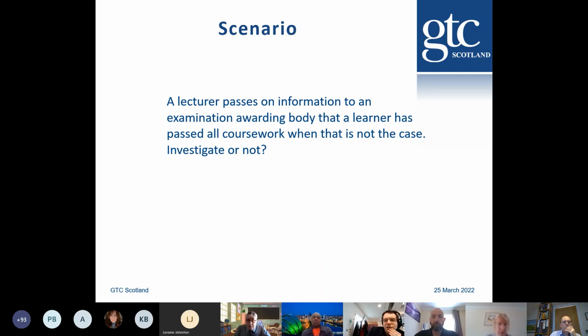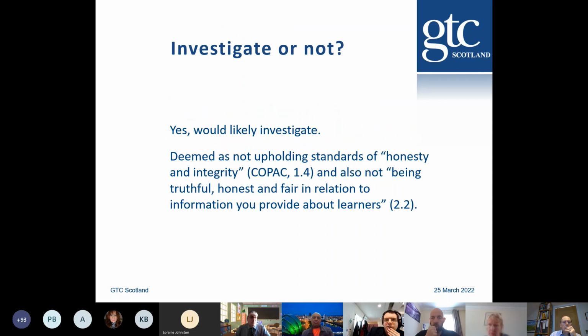Okay. Malpractice being mentioned. Right. So let's get the answer for this. And yes, we would likely investigate this sort of scenario. It's deemed as not upholding standards of honesty and integrity, which is COPAC 1.4, and also not being truthful, honest and fair in relation to information you provide about learners, which was mentioned there by someone in the chat. So 2.2.